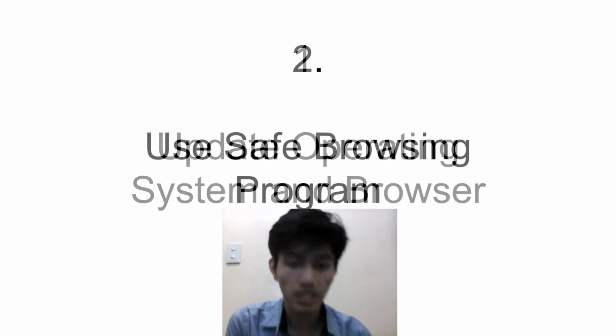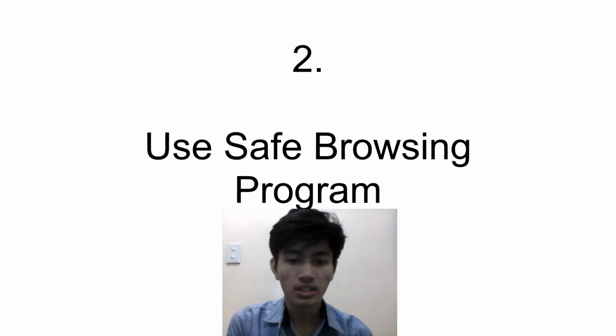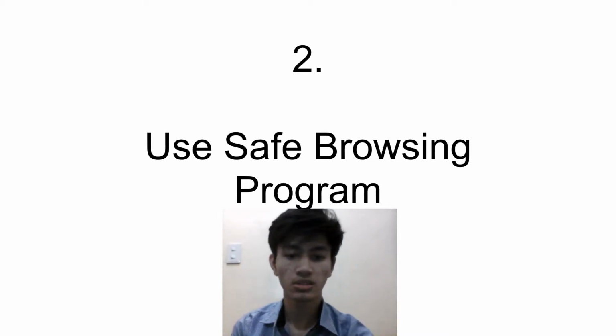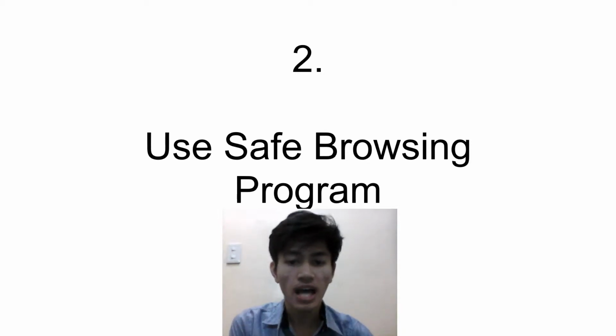The second step is use safe browsing programs. Browsers like Google Chrome, Mozilla Firefox, or Apple Safari have safe browsing programs. The Google Safe Browsing program provides the names of all browsers that show warnings whenever a malicious site is visited.